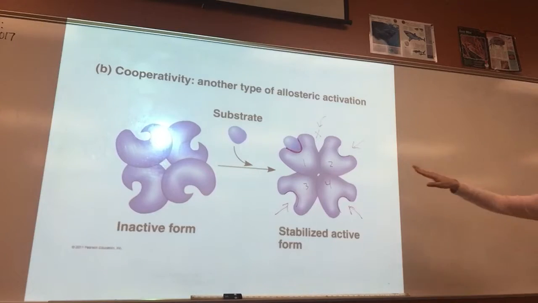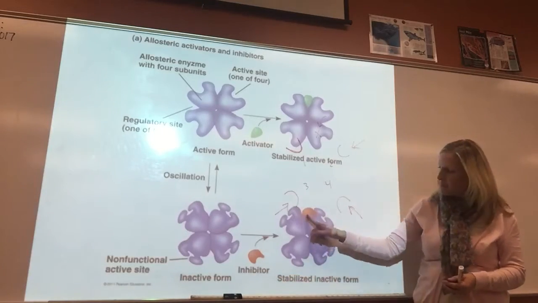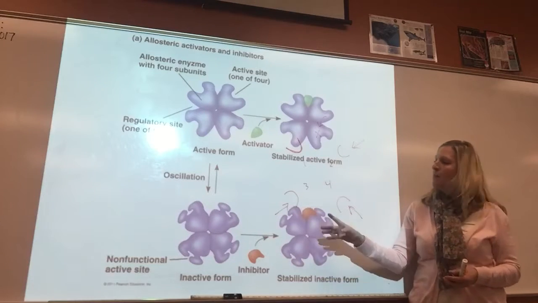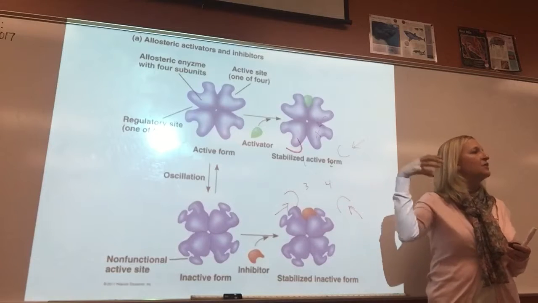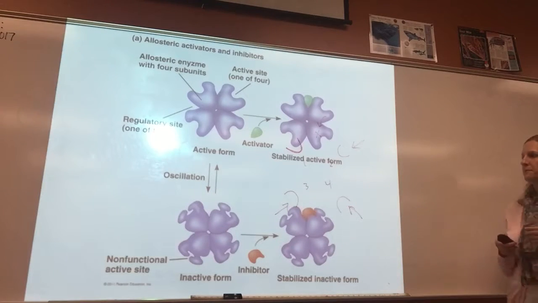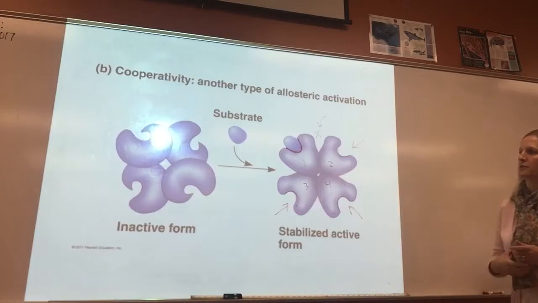Oh, this in-between part. Remember in the previous picture, an inhibitor can bind to the in-between part and cause the shape change to happen. But that cannot happen if there's already a substrate in one of the spots. Okay? So if the substrate gets there first, then it stabilizes this in the active form. And that's called cooperativity.